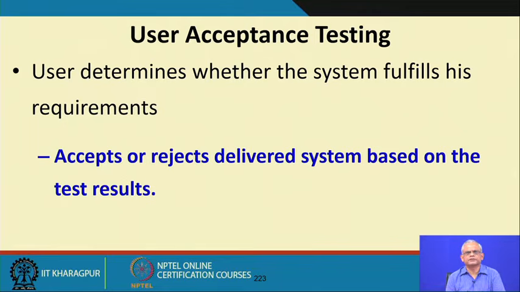Just to have some more basic ideas on testing, once the software is delivered to the customer, the customer performs what is known as the user acceptance testing, or acceptance testing. They just check whether the system fulfills all their requirements, and based on their test they either accept or reject the software.